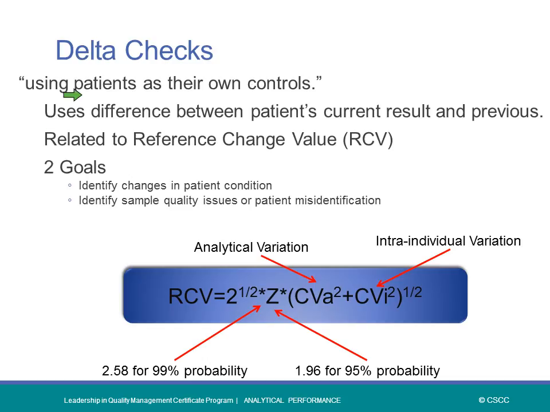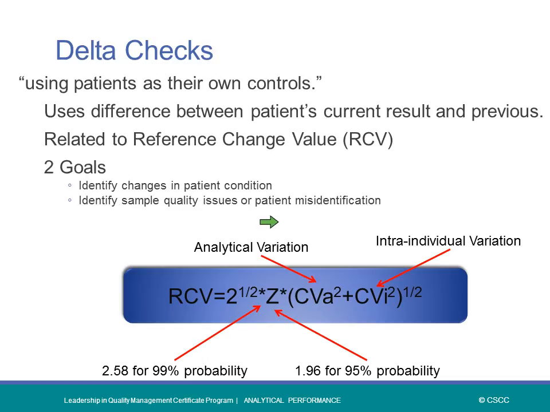The delta checks are based on using patients as their own controls, and these delta values are based on reference change values. In fact, they can be identical in some cases, but they can be applied to two separate purposes. Number one, to detect significant change in a patient's condition, or they can be applied for quality assurance or quality control purposes to identify possible patient misidentification or other wonky things that might happen in a sample.